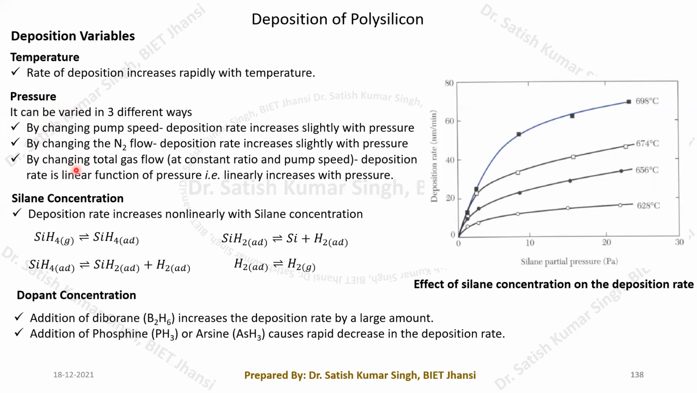There are three different ways of changing the pressure within the chamber: by changing the pump speed, by changing the nitrogen flow, meaning enhancing the nitrogen flow, or by changing the total gas flow. Because we are sending the nitrogen gas along with the silane gas, we can also change the total gas while keeping a constant ratio, meaning the amount of nitrogen and amount of silane gas stay in constant ratio but the total amount of gas is changed. That is at constant ratio and pump speed. So these are the three different ways by which we can increase the pressure.